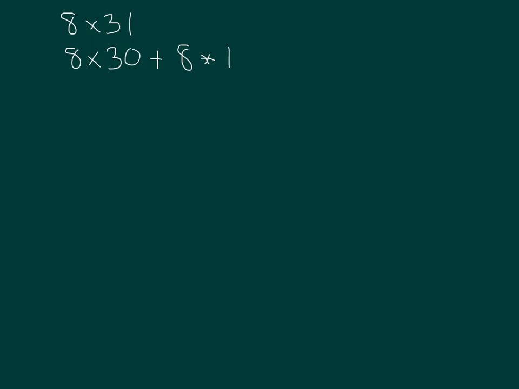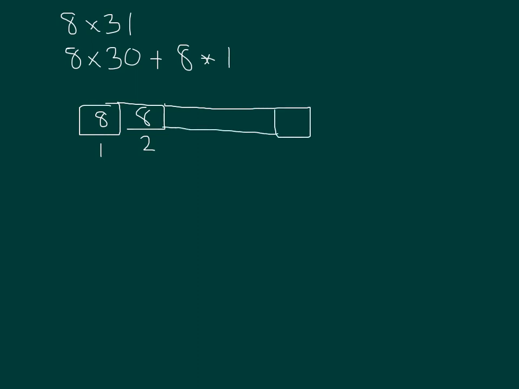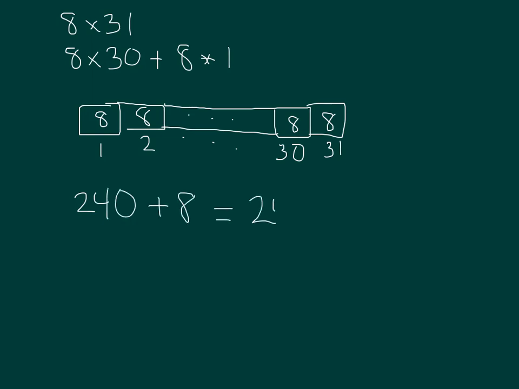Or in other words, for a bar model, I could have 8 and another group of 8. And here's my 30th group of 8, plus I have another group of 8, just like that. So I could make this into an easy problem by just saying, well, 8 times 30 is 240, plus another 8 times 1 is 8, or 248.